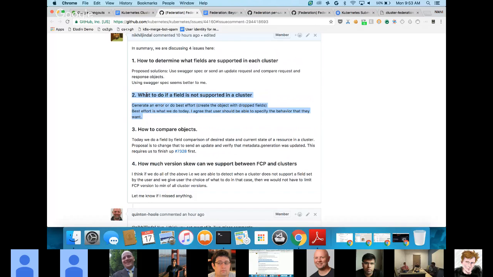This could just be chasing things all over the place. So the proposal is not to have per-cluster version logic, but generic logic to determine if a field is supported in each cluster and what to do if that field is not supported. So this would be a generic mechanism for all fields.